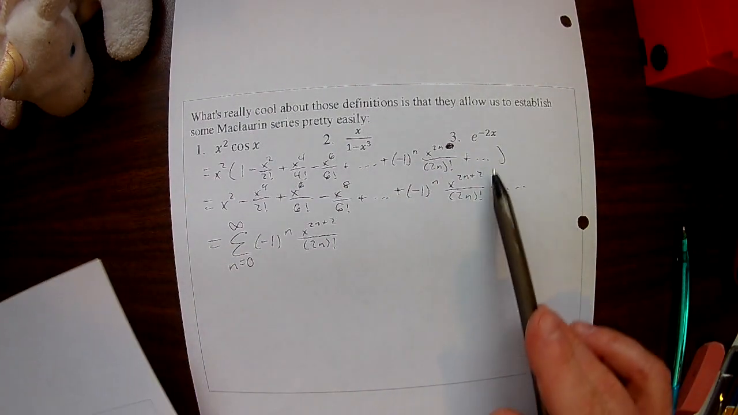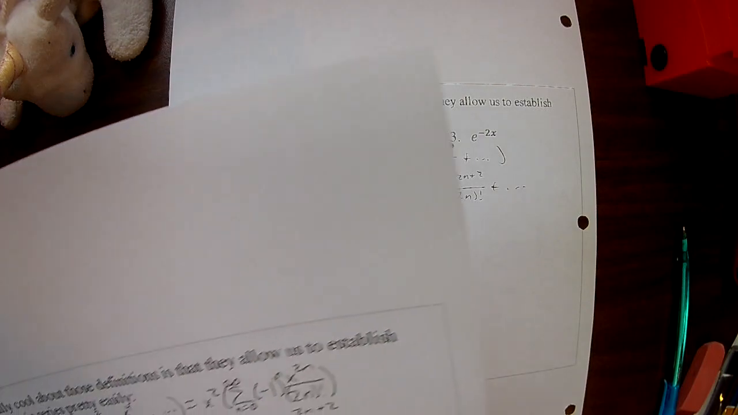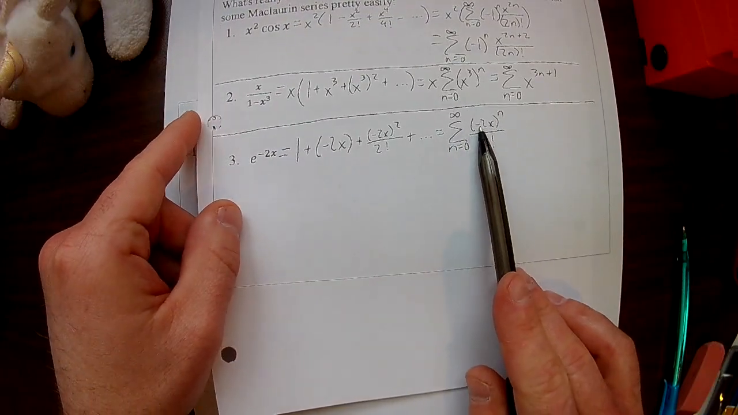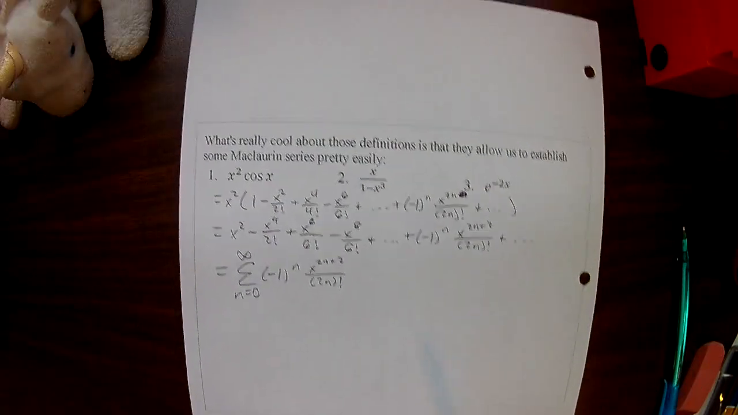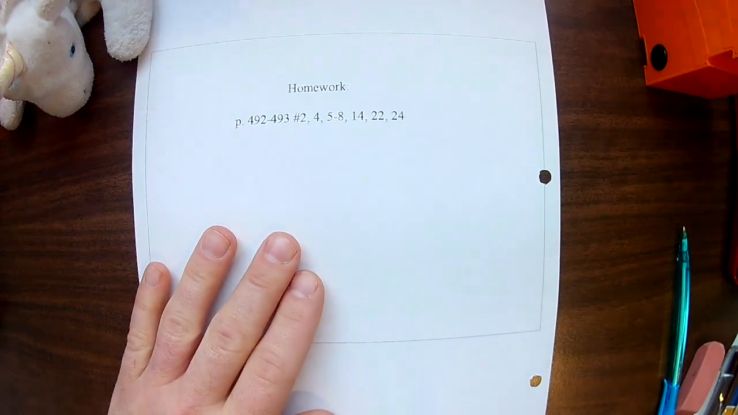E to the negative 2x is the same thing as e to the x, except you change the x to negative 2x. And I believe that is it.